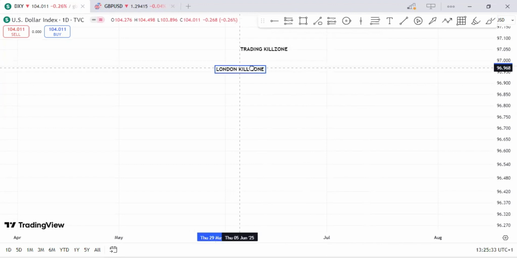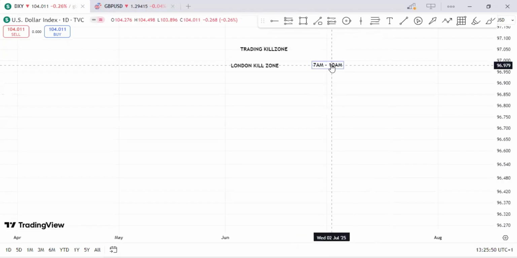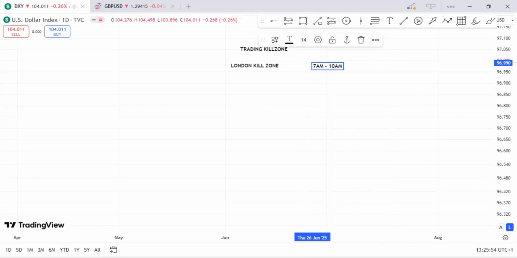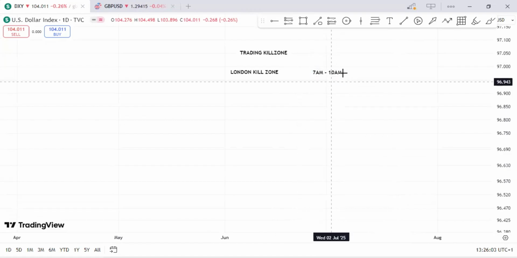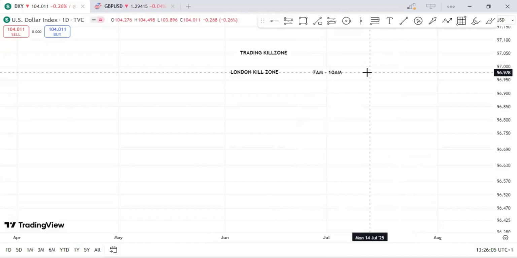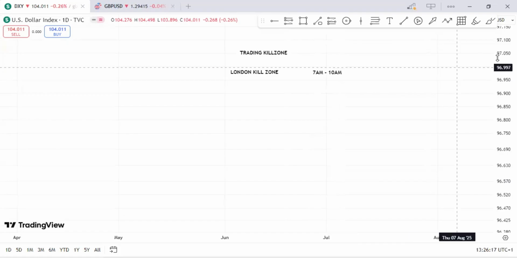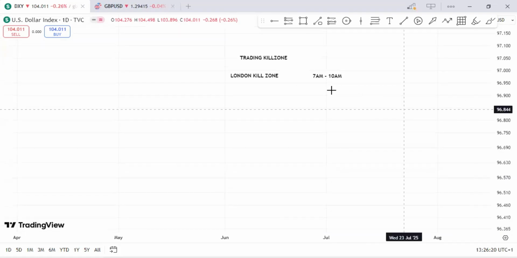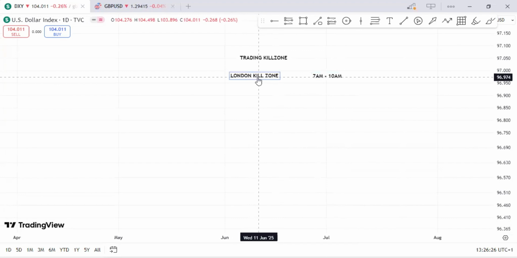Now the London Q zone starts between 7 a.m. Nigerian time to 10 a.m. Nigerian time. So the times you're supposed to be taking your trades for the London Q zone should be between 7 a.m. and 10 a.m. Nigerian time. Some people argue that you could extend it to 11 a.m., but for the sake of prudence, 7 a.m. and 10 a.m. Nigerian time. Please take note, Nigerian time or West African Standard Time, that's +1. These are the times you're supposed to be taking your London Q zone trade.